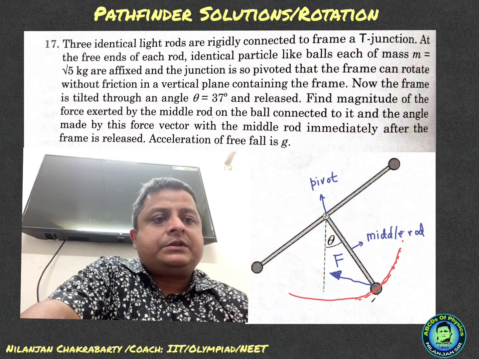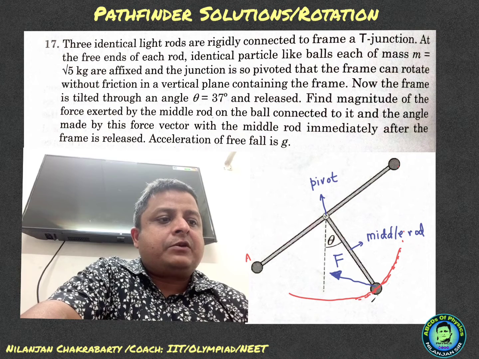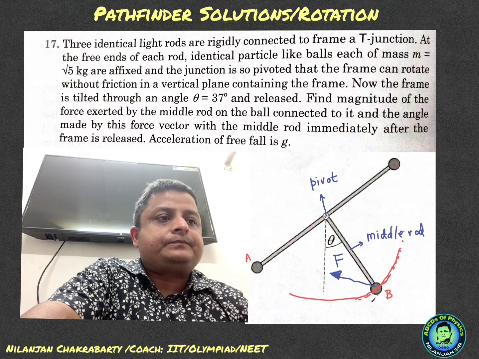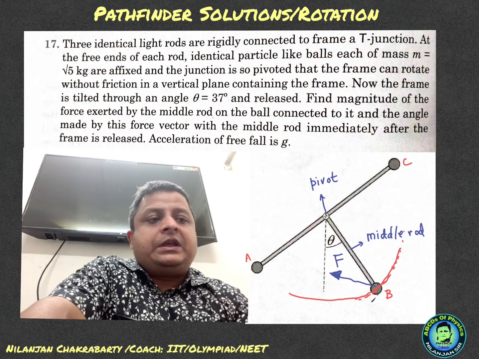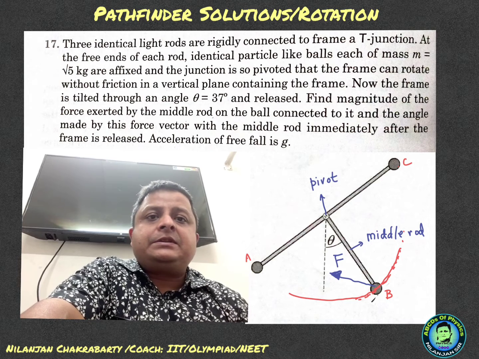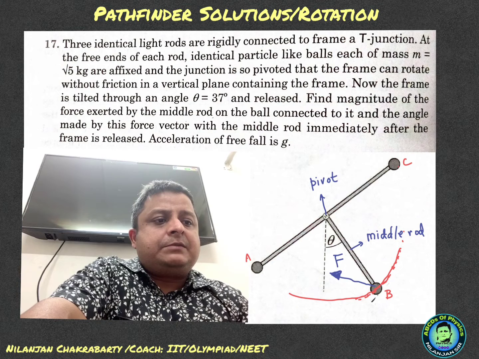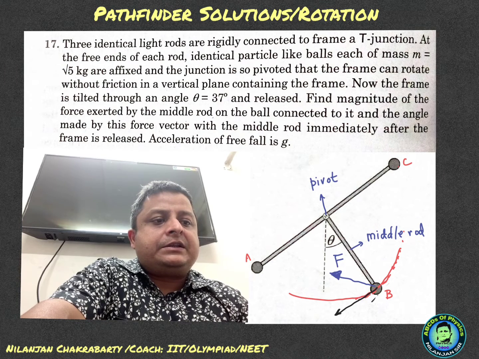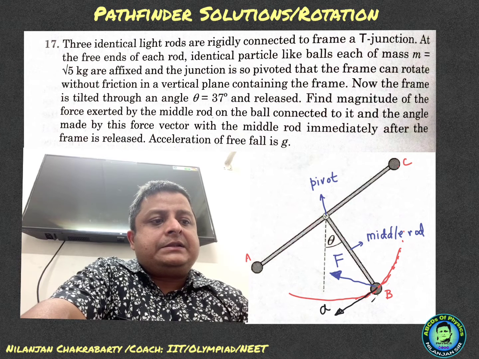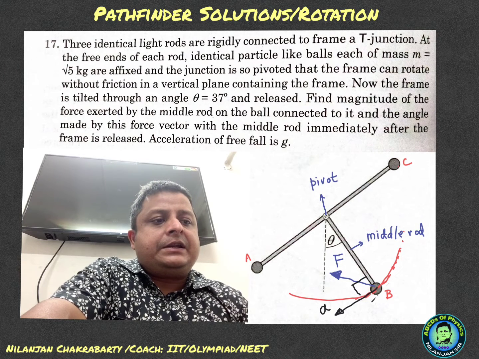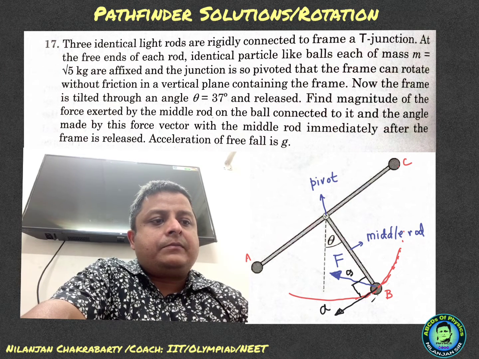Name the balls A, B and C. I am concerned with ball B. As it is just released, the velocity of the ball is 0. That means the ball will only have a tangential acceleration. This is a, the acceleration of the ball, and this a makes an angle of 90 degrees with the middle rod.